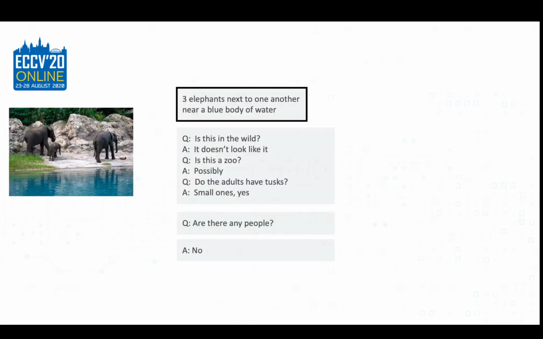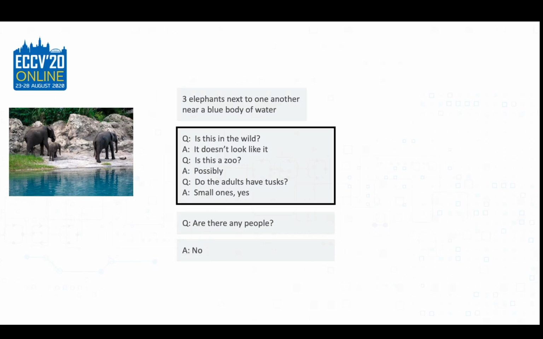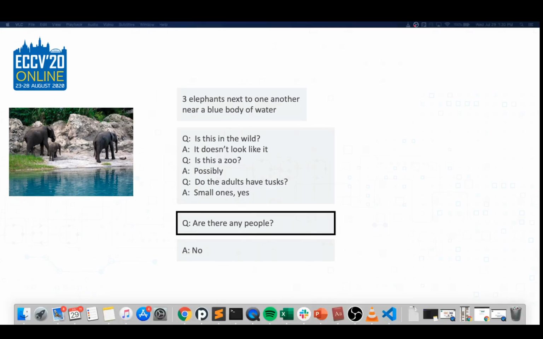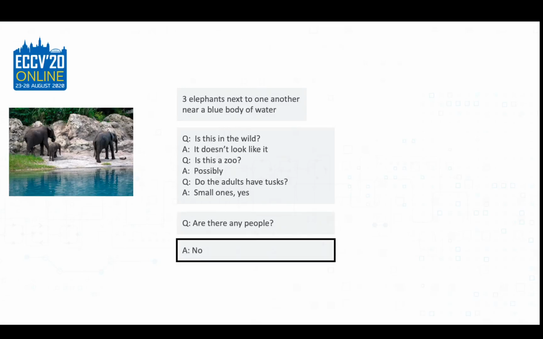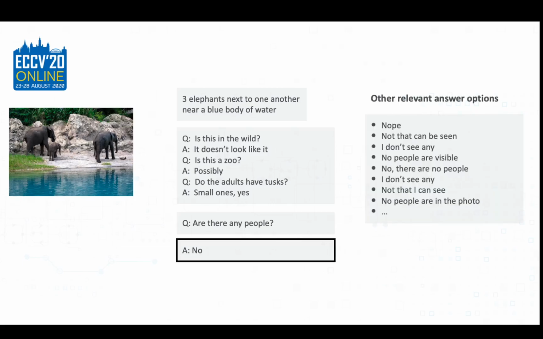Here's an example from the dataset. The caption is 3 elephants next to one another near a blue body of water. The dialogue history is as shown. The follow-up question is, are there any people? To which the ground truth answer is no. We note that some of the other answer options, including nope, not that can be seen, etc., are accurate too.